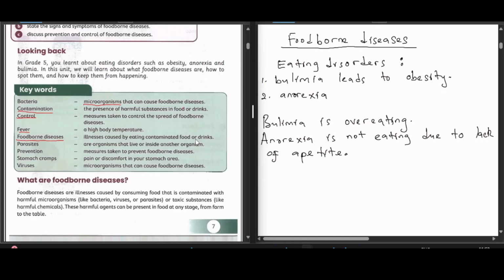You are eating contaminated food. You are going to have what are called foodborne diseases. So foodborne diseases are the diseases you get from contaminated food.